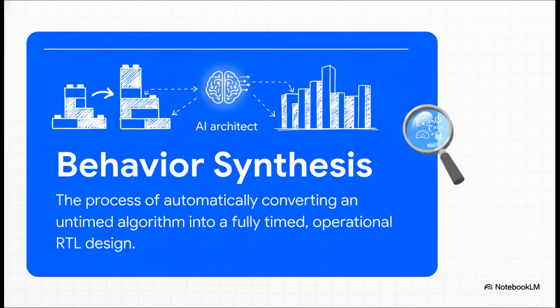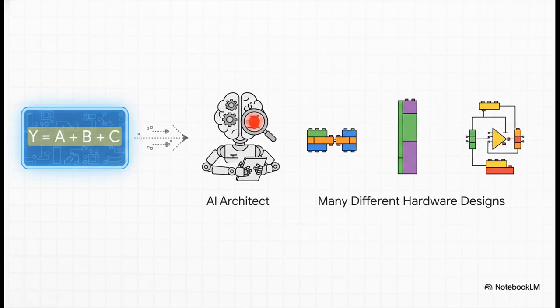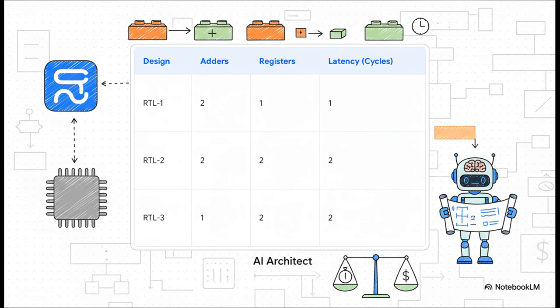It's pretty amazing. To see just how powerful this is, let's take an incredibly simple algorithm, just adding three numbers together. I mean, it seems totally trivial, right? But how many different ways can you actually build a circuit to do that one simple thing? Let's see what the synthesis tool comes up with. So the tool can generate several completely distinct designs. The first one, RTL1, uses two adders in a chain. Boom, gets the result in one clock cycle.